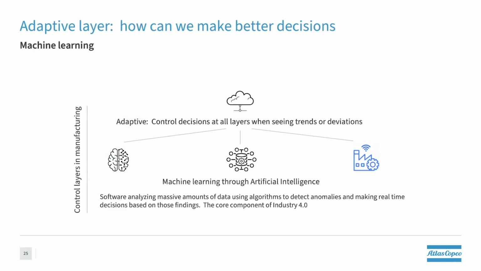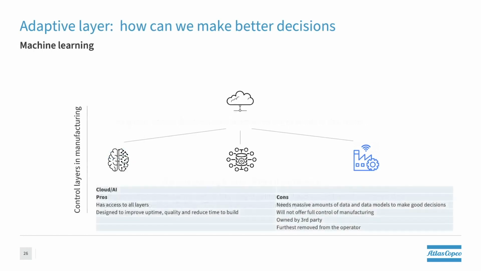It's safe to say that not many manufacturers are using the adaptive layer yet, likely less than 5%. And it's also safe to say that whoever implements this first and in the correct way will have and create a competitive advantage.